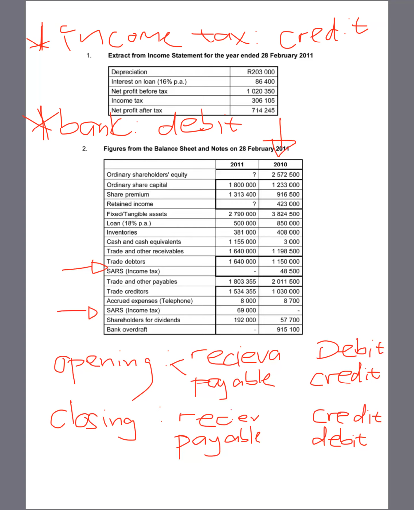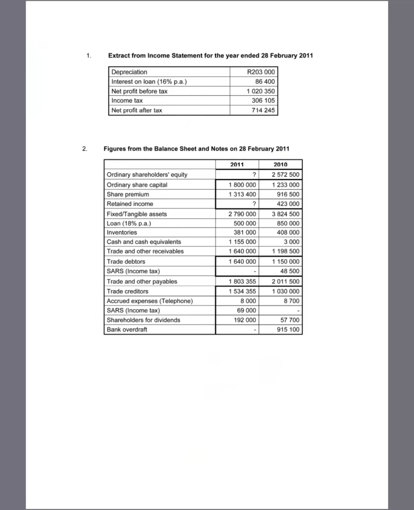So now let's do our T account, right? We're going to start with my T account. So this is my SARS income tax. We can just have that in brackets. We're going to start with my opening balance. So where is my opening balance? Is it under trade and other receivables or trade and other payables? Trade and other receivables, right? It's this 48,500 here, right? Yes.